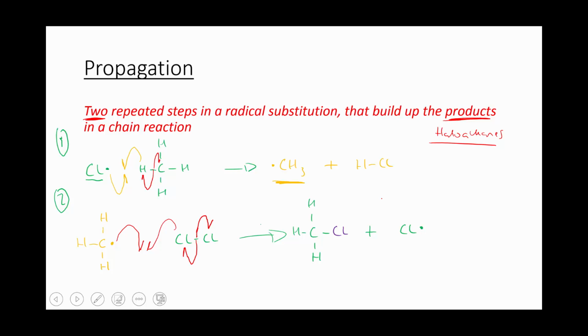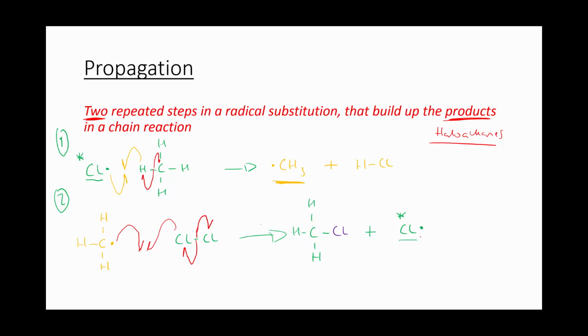On reaction 2 we've got a CH3 radical on the left, and we've got a Cl radical on the right. So propagation steps, we will always have a radical on the left and a radical on the right. And you'll also notice that we started off with this Cl radical, and we've also finished off with a Cl radical. What we've done is we've regenerated the chlorine radical.